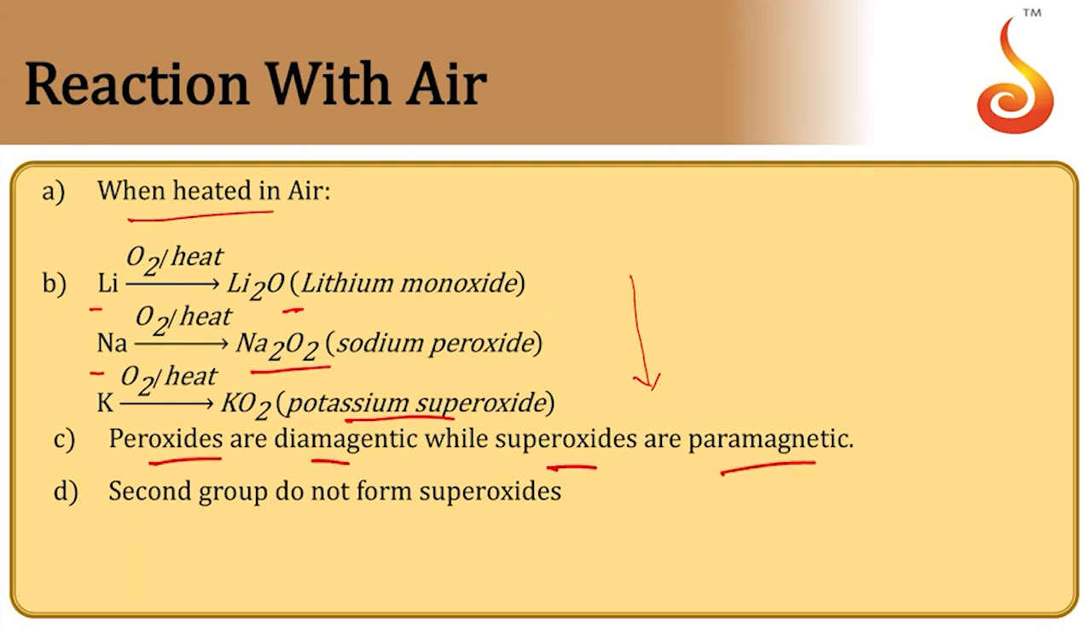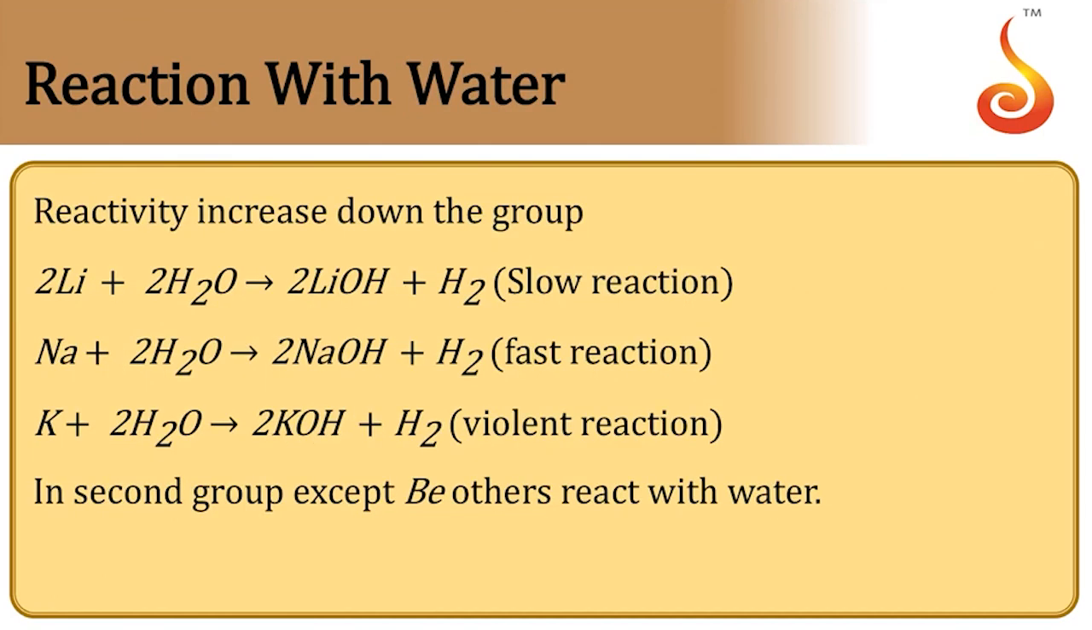Peroxides are diamagnetic in nature, while superoxides are paramagnetic, meaning superoxides have unpaired electrons in them. Therefore, superoxides are paramagnetic in nature. Second group elements do not form superoxides. Means second group elements can form only oxides and peroxides but not superoxides. That's regarding the oxide formation of these elements.